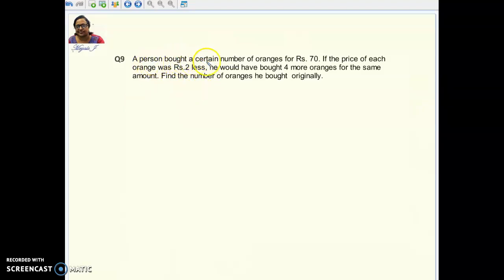A person bought a certain number of oranges for rupees 70. So the number of oranges is not mentioned, so let me consider the number of oranges as some variable. Number of oranges, let me take it as x. The normal way of taking x is much easier compared to other values. And given that this was purchased for 70 rupees. It's not that each is 70, this was purchased for 70.